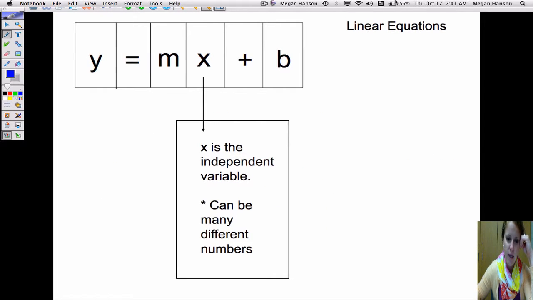The x is the independent variable. So like when you're biking, time would be the independent variable. It doesn't depend on anything. It's independent. Magazines sold would be the independent variable if we're talking about that and how much money you're going to make. Again, this is a variable, so it can vary. It can be many different numbers.